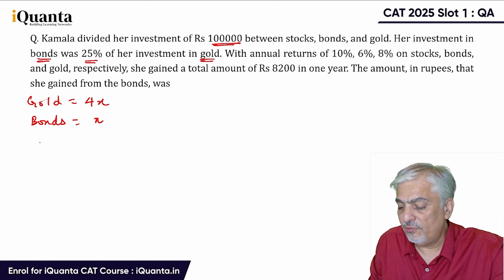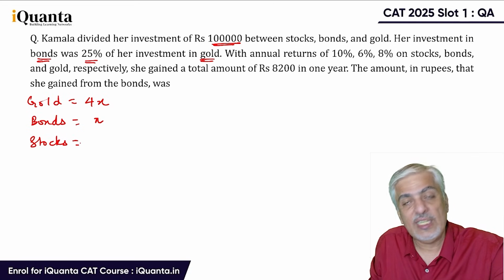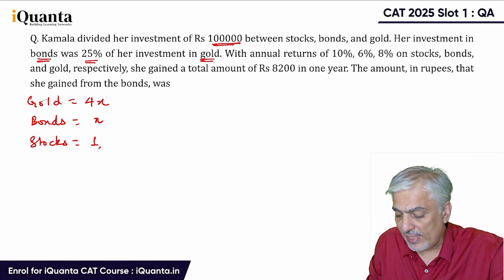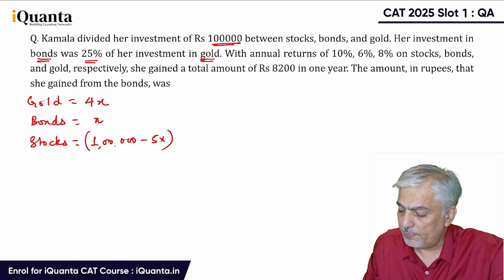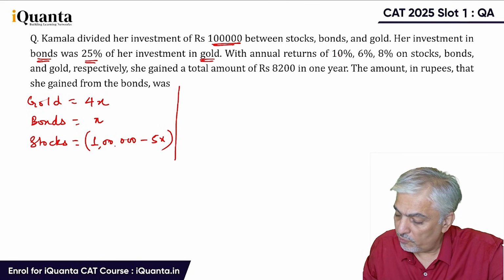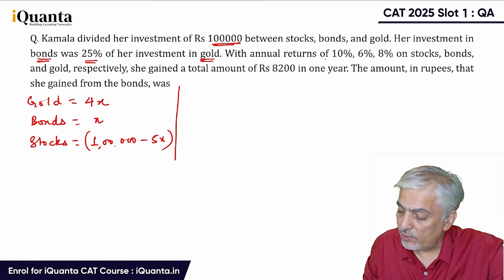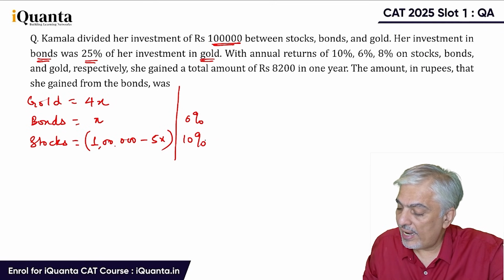For the investment in stocks, you can take a variable y, or you can take 1 lakh minus 5x. Whichever way you do it, just be careful with the calculations. Let's put the percentages down. Now, the order is not the same. With annual returns of 10% on stocks, 6% on bonds, and 8% on gold.